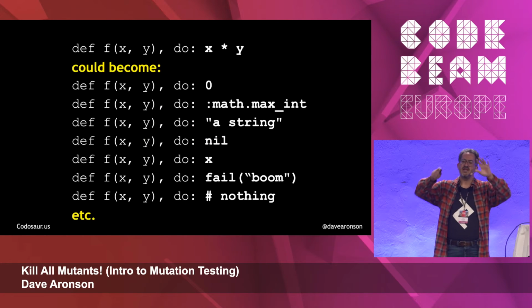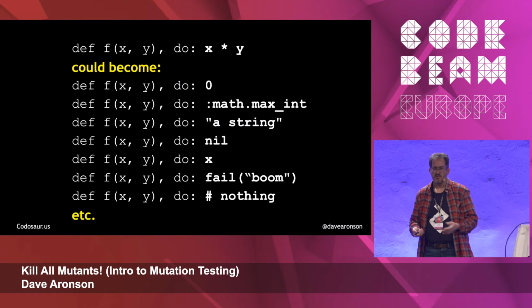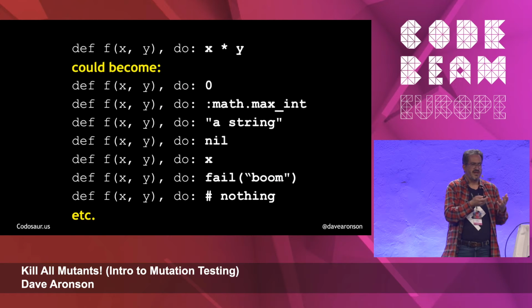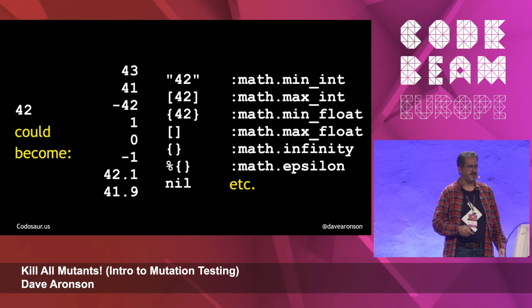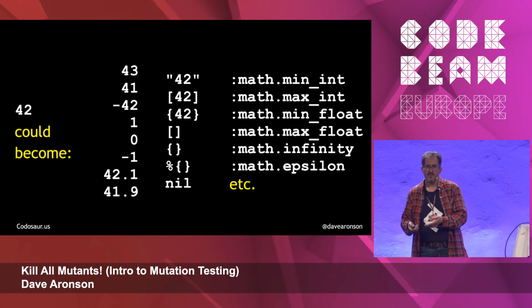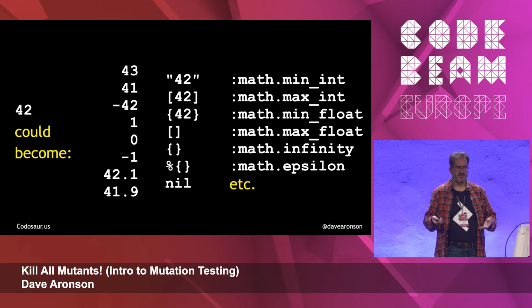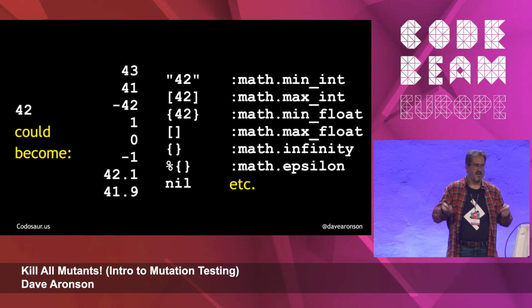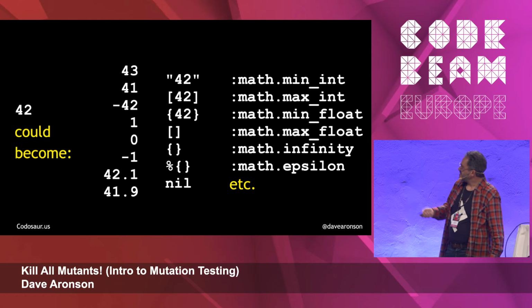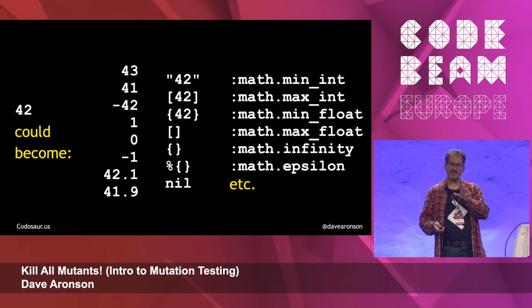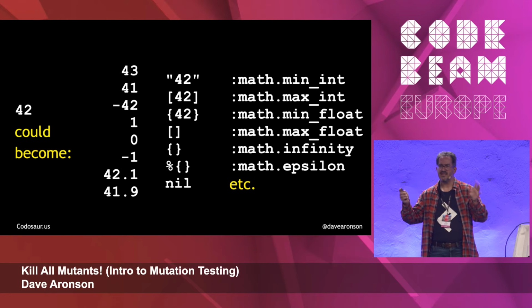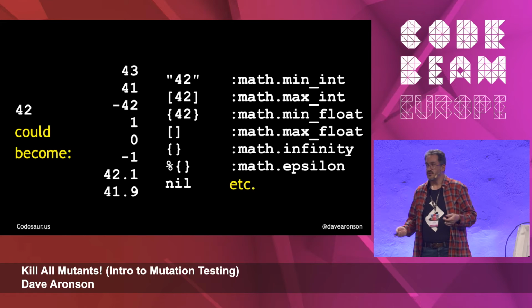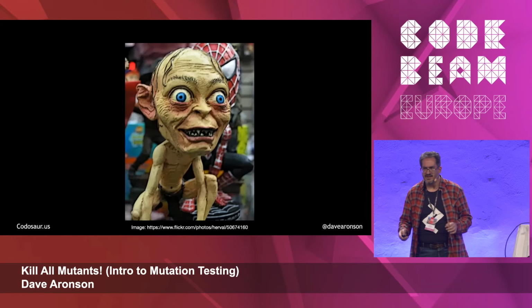It can replace a function's entire contents with returning a constant, returning either of the arguments alone, raising a deliberate error, or nothing at all if the language permits. It could change a value to another value, such as any of these or many, many more. And I know some of those math constants don't really exist on the BEAM. They're just there for illustration purposes. It could even change it to something of a completely different and potentially incompatible type, like changing a number to a, if I may quote Smeagol, string or nothing.